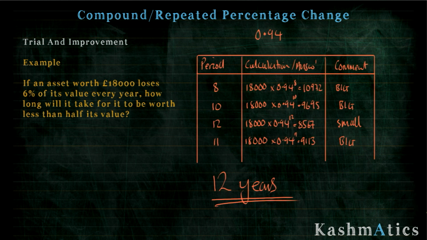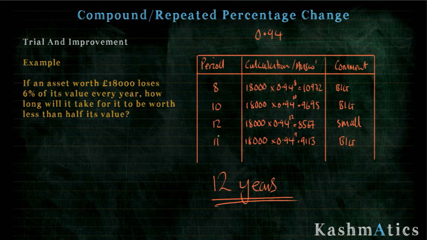Now yours might look different to mine in the sense of the working. 0.94 is still your multiplier. The numbers you might have chosen for the period will be different to mine, but the way you narrow it down is exactly the same. So as you can see from mine, 8 years isn't quite enough. Remember I'm aiming for £9,000, and that's 10,000 something. 10 years wasn't enough either. But 12 years was too much.